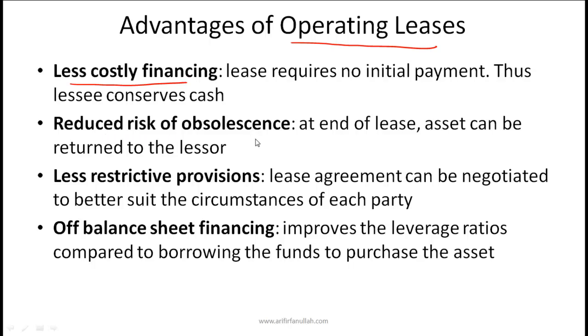Reduced risk of obsolescence. So at the end of the lease, the asset can be returned to the lessor. So essentially, if you want to use a piece of equipment for 3 years and you are not sure whether the equipment will be obsolete after 3 years, the benefit of leasing is that after 3 years, you are just giving the equipment back to the lessor. So it's not your worry as the lessee about whether the equipment is obsolete, whether anybody will buy it, what the value will be, and so on. So that's another advantage to the lessee. So keep in mind that all these points are from the perspective of the lessee.